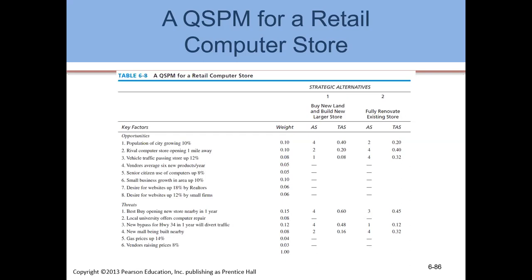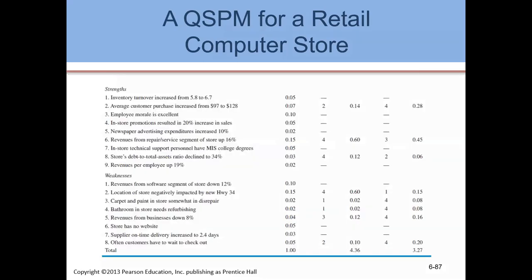Likewise, we have to pick one opportunity, one threat, one strength, one weakness, and keep on picking these factors one by one, comparing all of them with our strategic options, and see how attractive our strategic options are as compared to all of the factors we have listed in our left column.